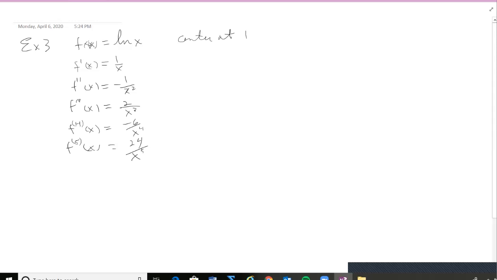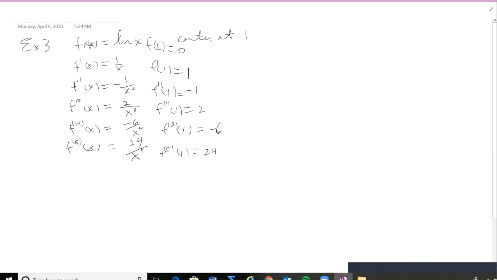And evaluate, we have f of 1 is 0, f prime of 1 is 1, double prime of 1 is minus 1, triple prime of 1 is 2, fourth derivative at 1 is negative 6, fifth derivative at 1 is 24.